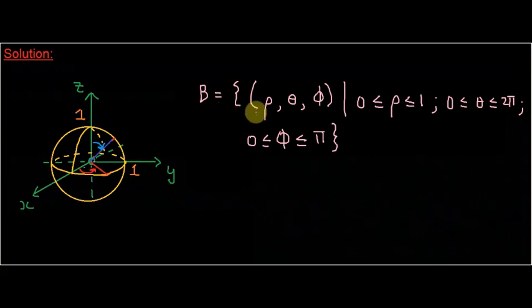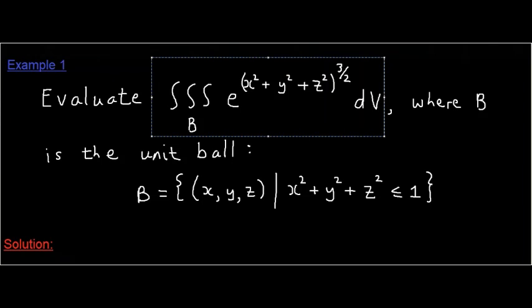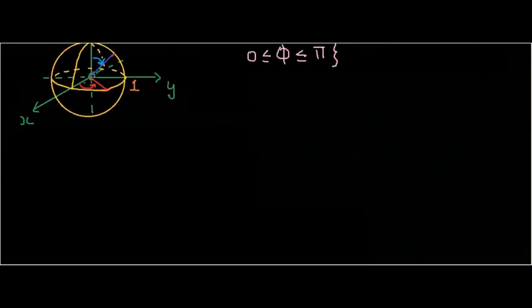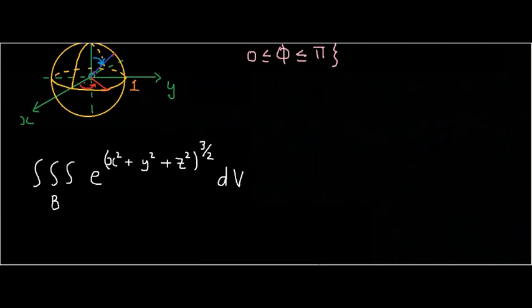Now we're ready to set up the triple integral in spherical coordinates. So this will equal the triple integral of E. Now, x squared plus y squared plus z squared is rho squared in spherical coordinates. So rho squared to the power of 3 over 2 will just be rho cubed. Then we need the magic factor of rho squared sine phi, in other words, the Jacobian.